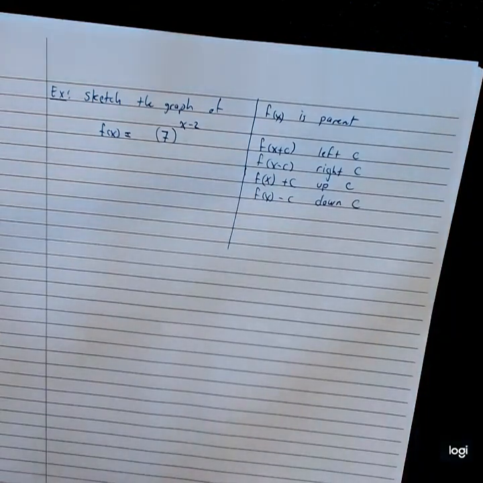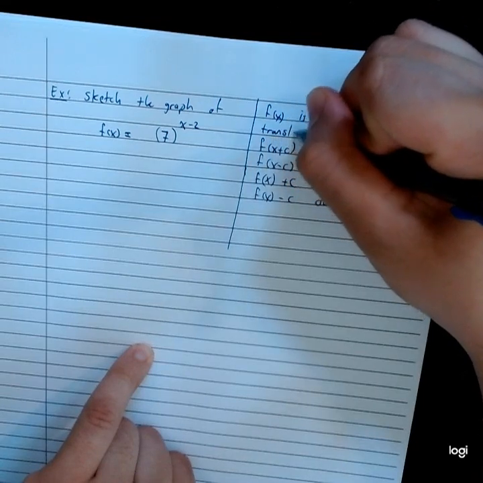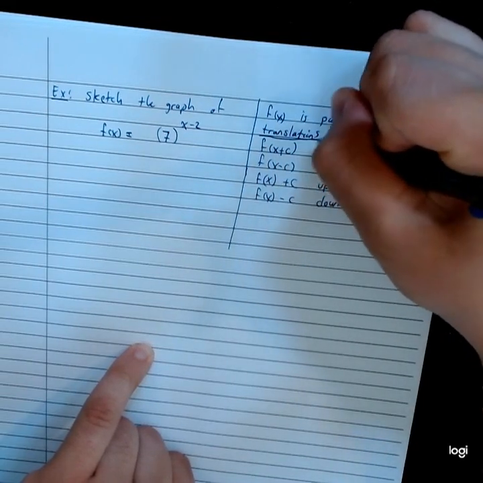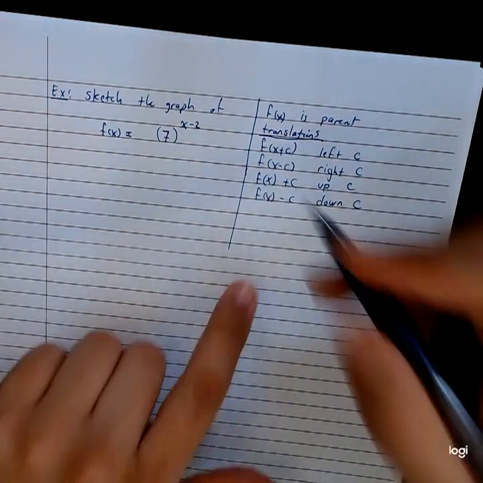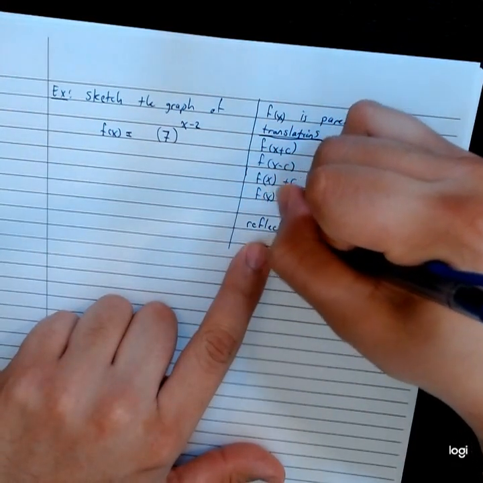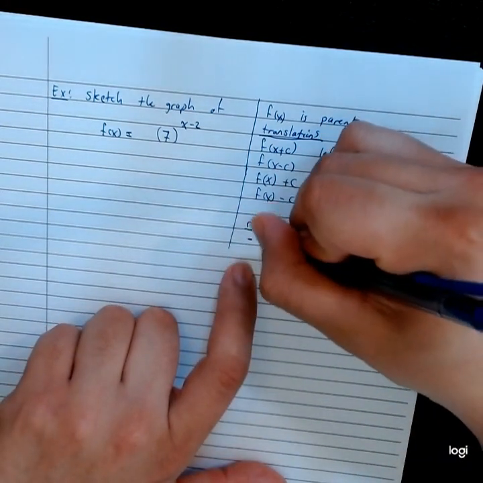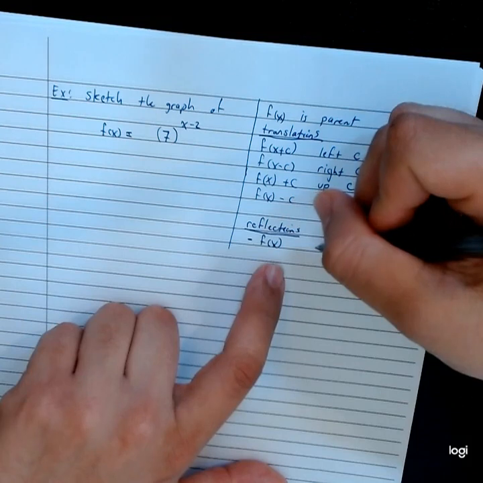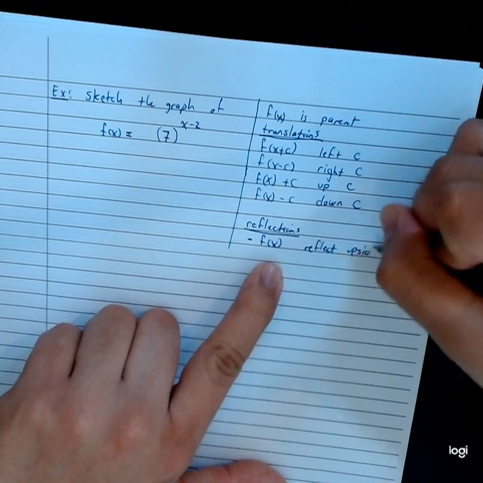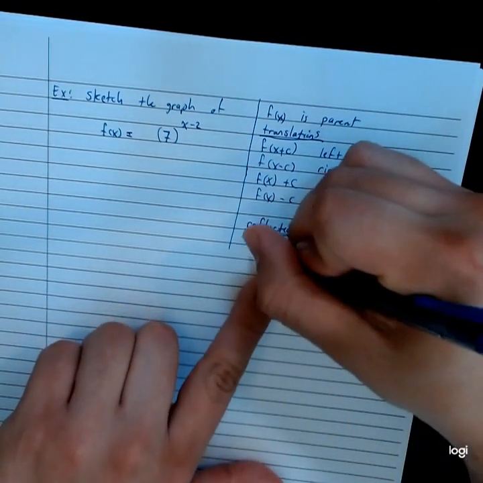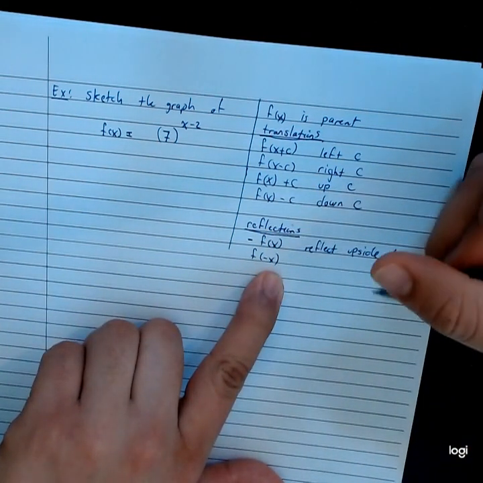Okay? These were our translations. And translations don't change the shape of the graph, they only change the position, up, down, left, or right. We also had reflections. And reflections were caused by a negative. If you have a negative on the outside of your function, that's going to cause everything to flip upside down. On the other hand, if you have a negative on the inside of your function, then that's going to cause a reflection not upside down, but left to right.